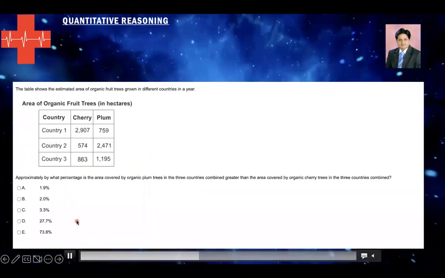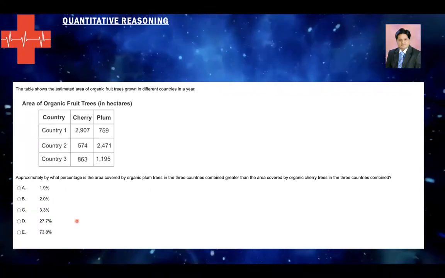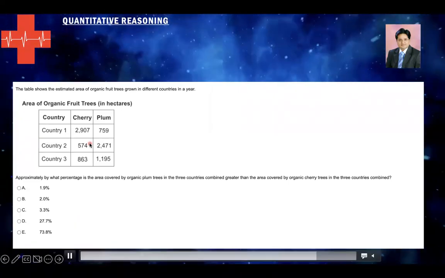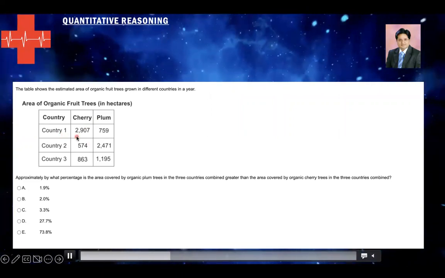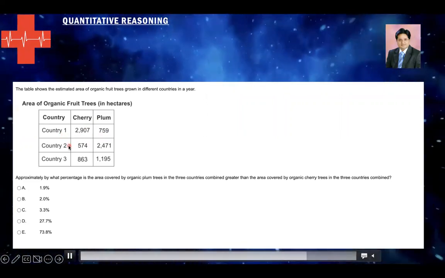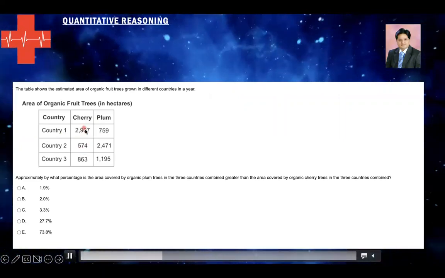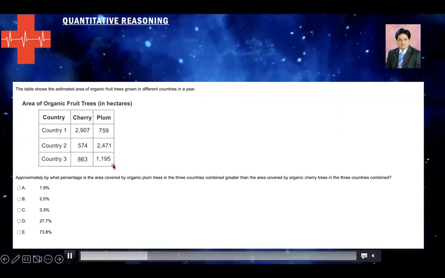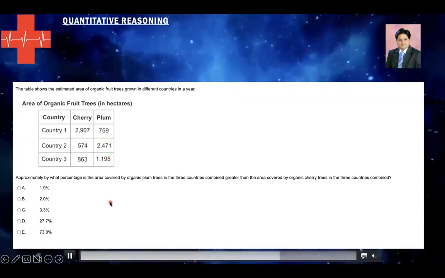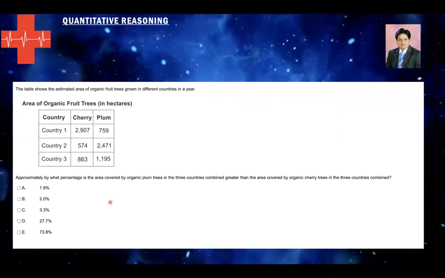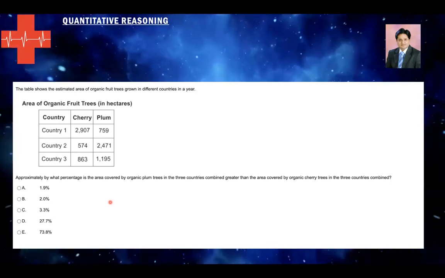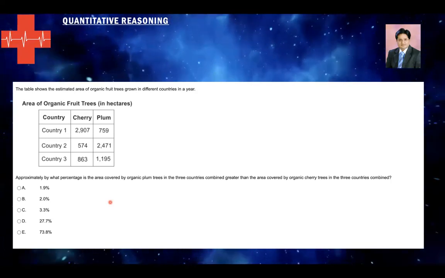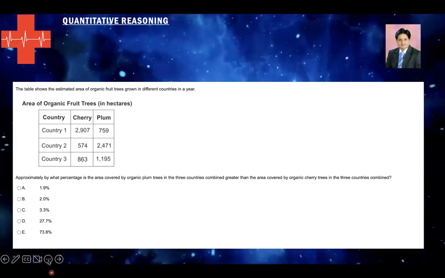All right, here comes your next question. You have a table, and the table shows the estimated area of organic fruit trees sown in different countries in a year. You have cherry and plum. Country 1, 2907 for cherry, and plum is 759. Country 2, 574 for cherry, and plum is 2471. Country 3, 863 for cherry, and plum is 1195. Approximately by what percentage is the area covered by organic plum trees in the three countries combined greater than the area covered by organic cherry trees in the three countries combined? So try attempting this question.